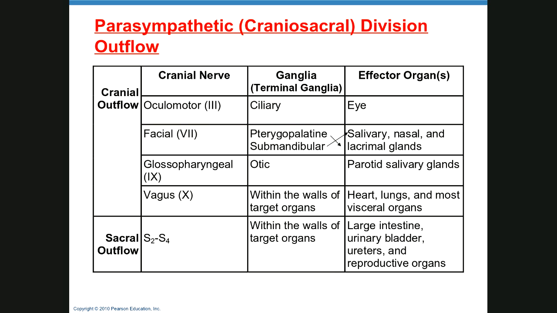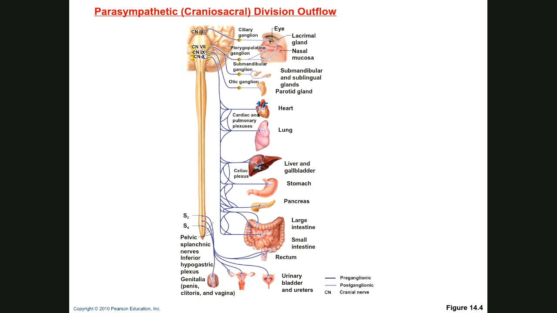So this is another chart showing you the ganglia and what these ganglia serve. And if you look at this picture here, you can see the ciliary ganglia going into the eye, the pterygopalatine ganglia going to lacrimal glands and salivary glands and the nose. The submandibular ganglia is going to salivary glands, and the otic ganglia is going to salivary glands also. And then you have the vagus nerve innervating organs of the thoracic and abdominal cavity, sacral nerves innervating organs of the pelvic cavity.